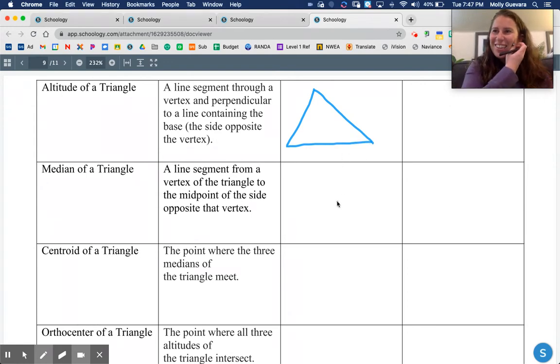So the altitude of the triangle is a line segment that goes through a vertex, and it's perpendicular to the opposite side. So I'm just going to label this triangle. I can draw it from vertex A, vertex B, or vertex C, but I'm just going to draw it from one, just for the example here. It needs to go through the vertex, and it needs to be perpendicular to the opposite side. So in this case, that is the altitude. And we can call this D, right? So BD is the altitude.